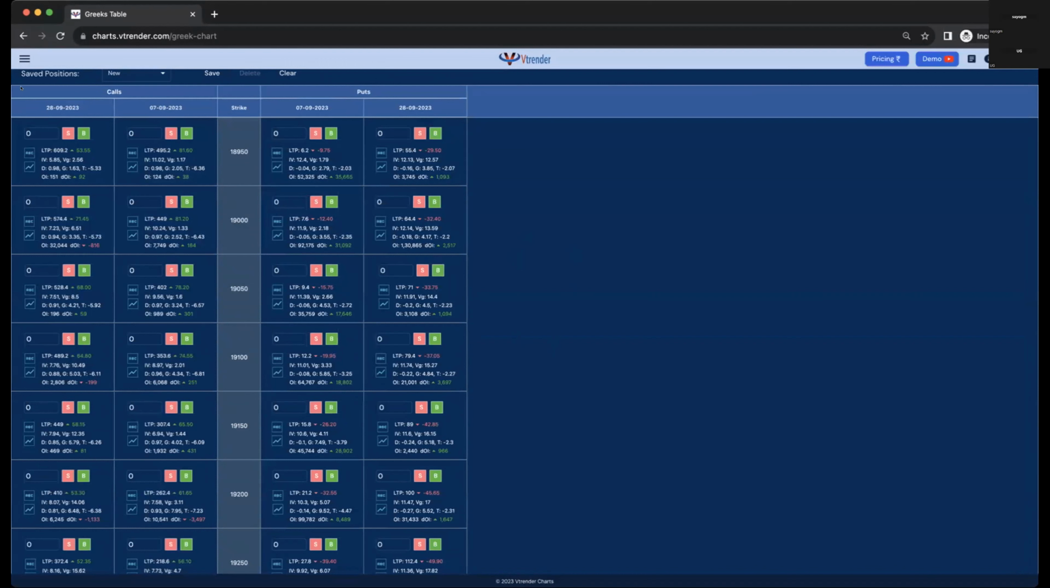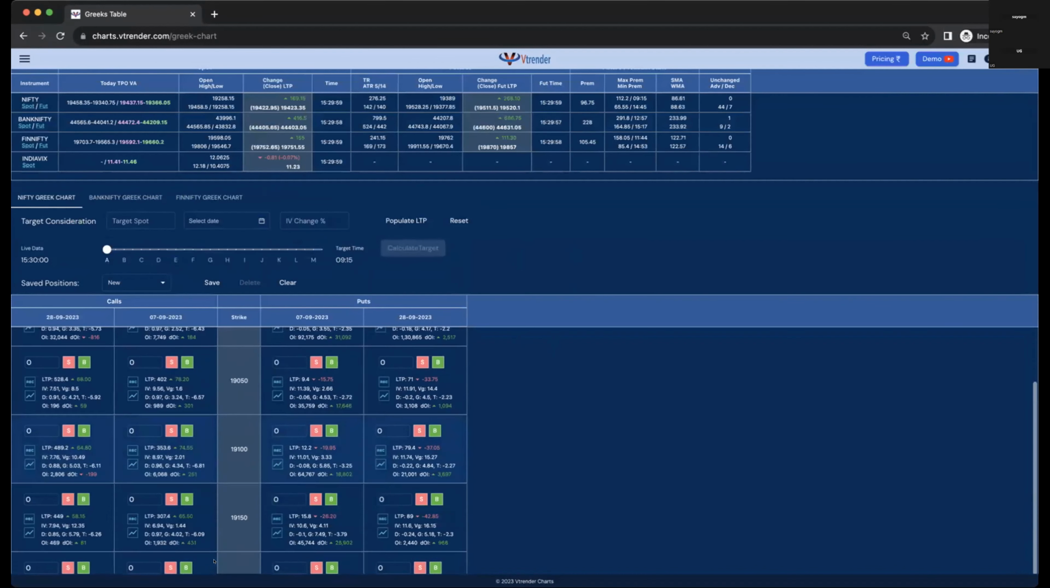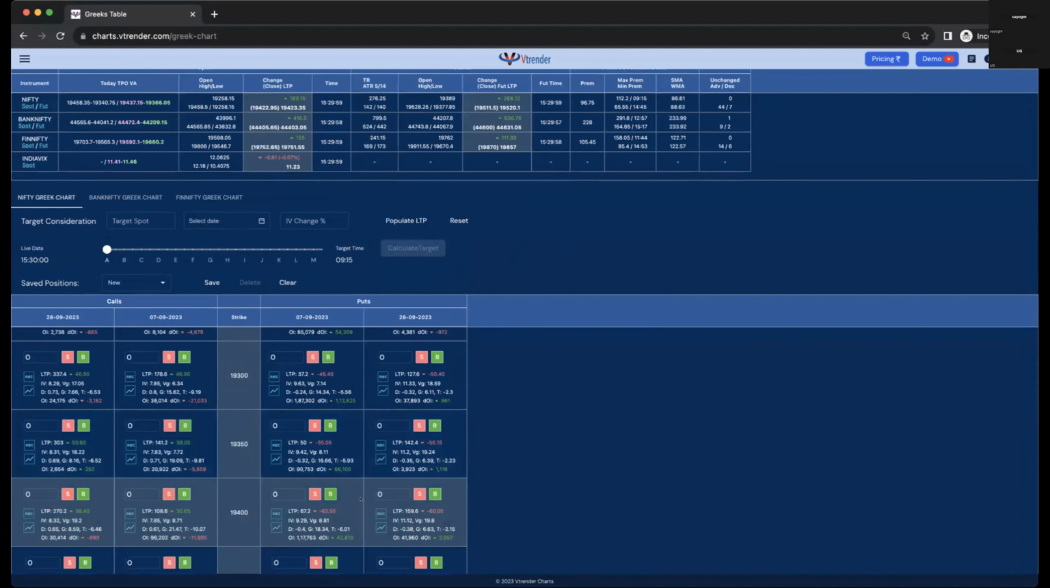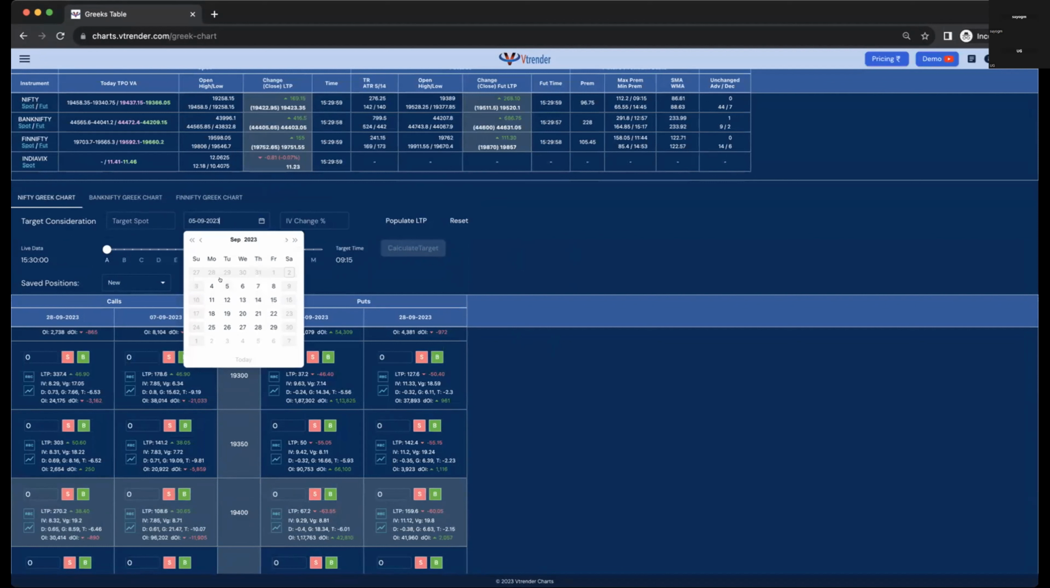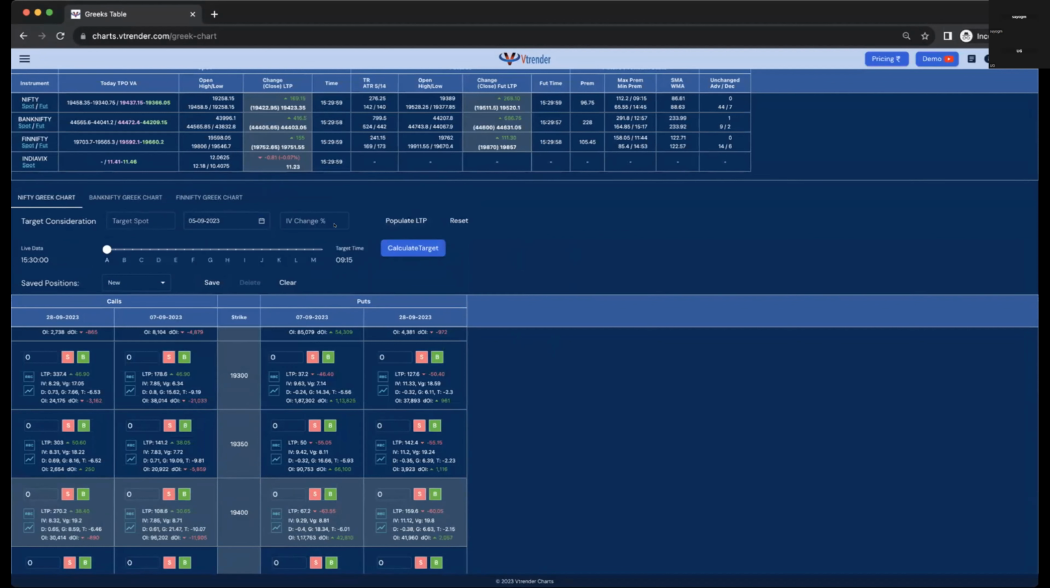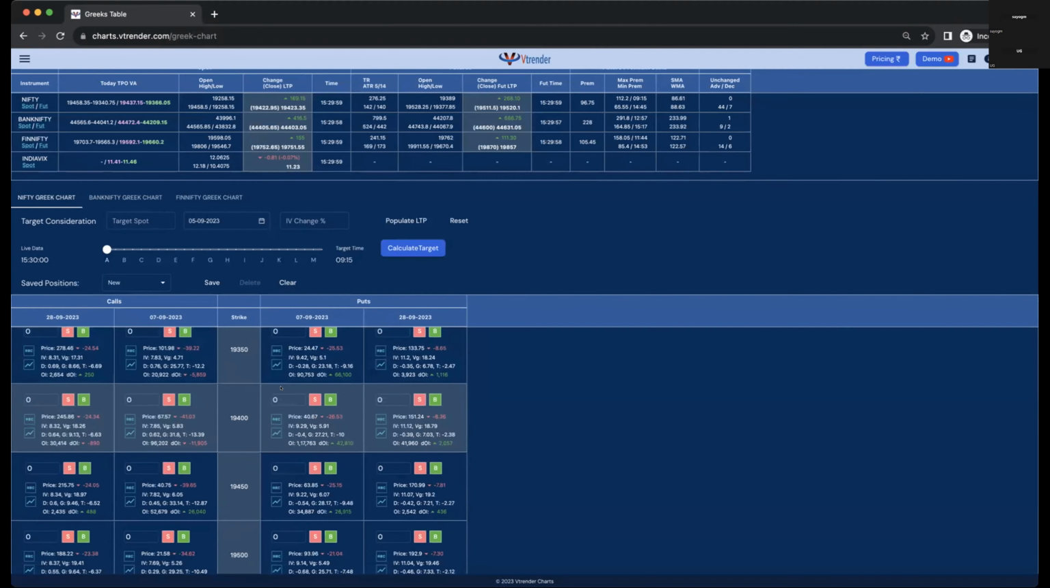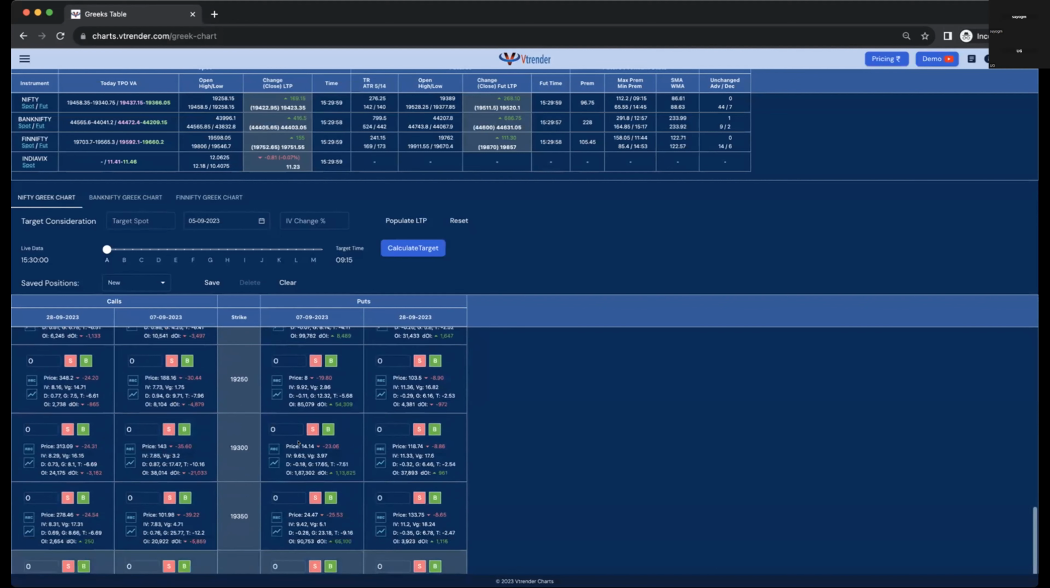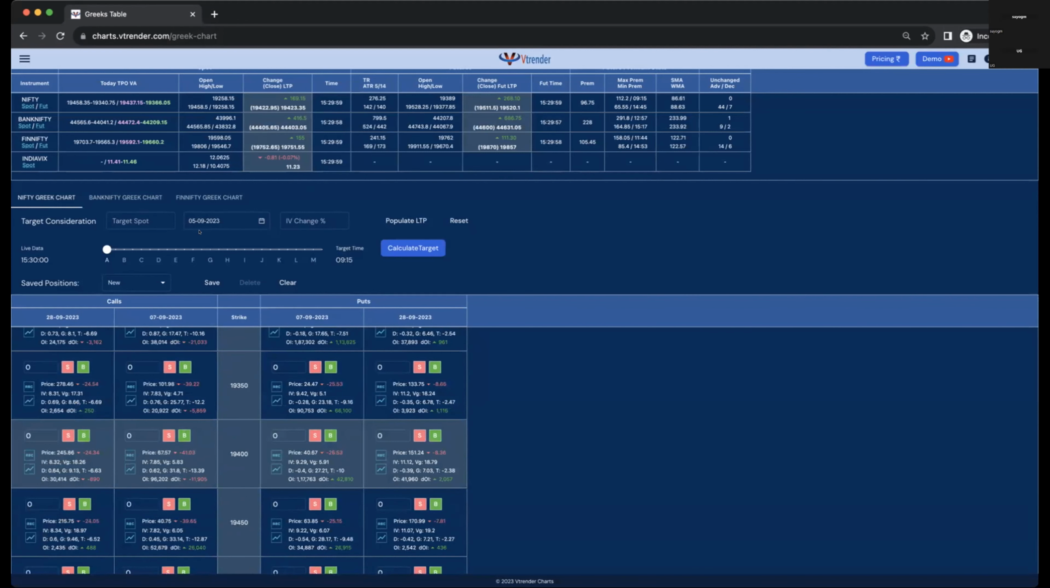This is the Greeks table where you can check different option Greeks on the same page, the delta, gamma values. And you can also extrapolate to a future date, just in case you wanted to see what the price or Greek of an option would be at a particular date and time. And you can do a calculate target, and it will show you the option prices on that particular date or even on a particular selected value.